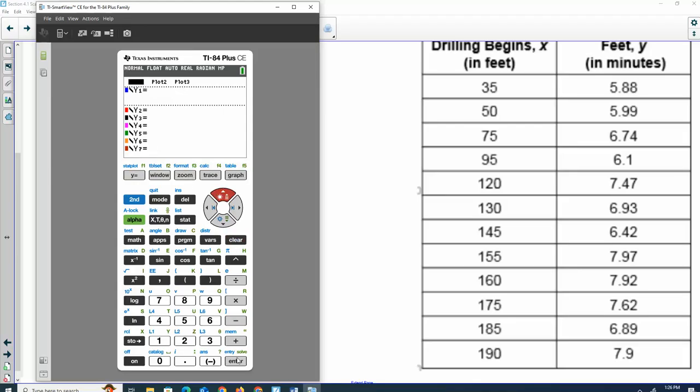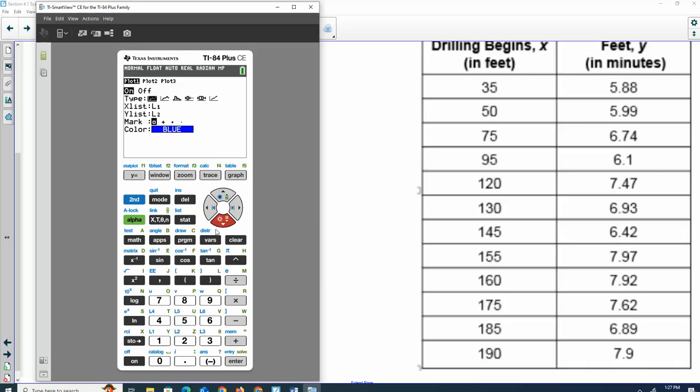But we do need to turn on a plot. So if I look right now, my plot is set to the box plot. We want the first one. It's a scatter plot. So it should say your x list is your L1 and your y list is L2. Second stat plot, go into that, and the very first one is the type we want. It's a scatter plot.